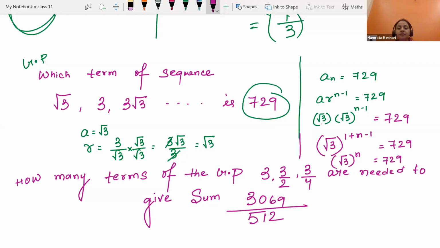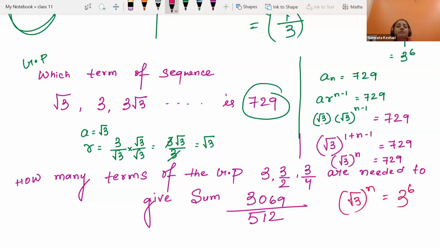Yes, ma'am. If we do the factorization of 729, we will get 3, 3, 3, 3, 3, 3. That means we get 3 to the power 6. You can check, 729 is 3 to the power 6. So I'm going to write 729 is 3 to the power 6. We have root 3 to the power n equals 3 to the power 6.